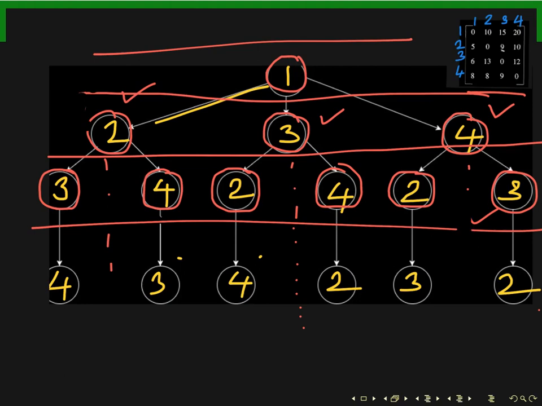So the idea here is to start from the bottom level and then calculate the min cost at each of these nodes and then go to the higher level. So once you go to the higher level, since you are already aware about the min costs at a lower level, then it becomes easy to calculate the min cost at that level. And then you do this recursively until you get back to city 1.